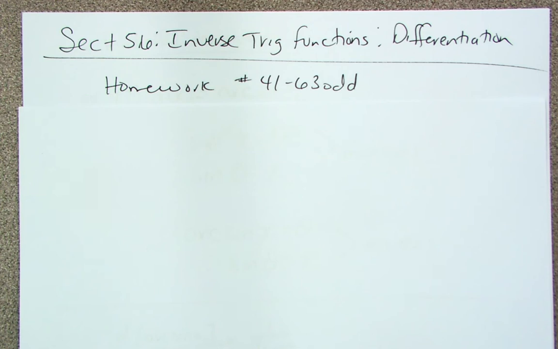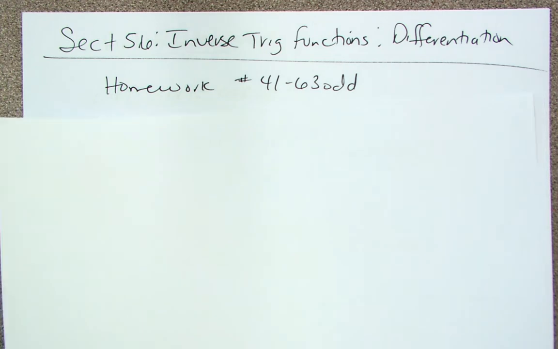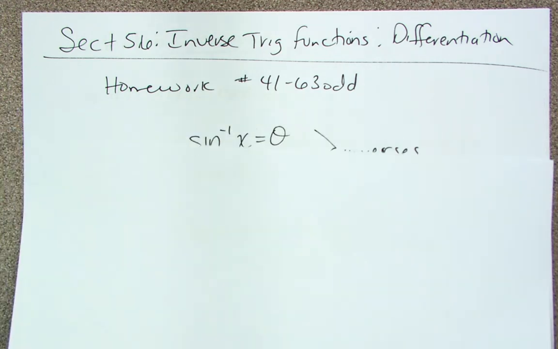Today's video is a new section. It's section 5.6. It's on inverse trig functions, and we're just going to be doing differentiation today. Your homework is 41 through 63. So what that means is your list of derivatives and integration of 31 is going to increase. We have 2, 4, 6 new ones today.